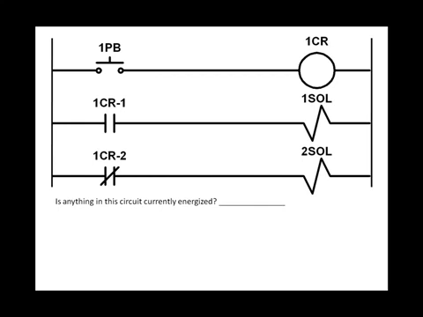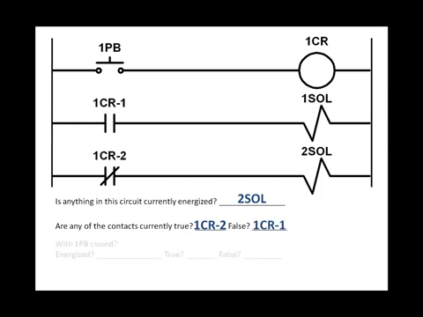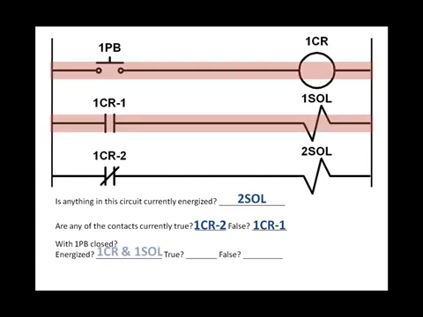When push button 1 is depressed, are any devices energized? Are any contacts true? Are any contacts false? 1CR-1 is true if 1CR is on or energized. 1CR-2 is true if 1CR is off or de-energized.